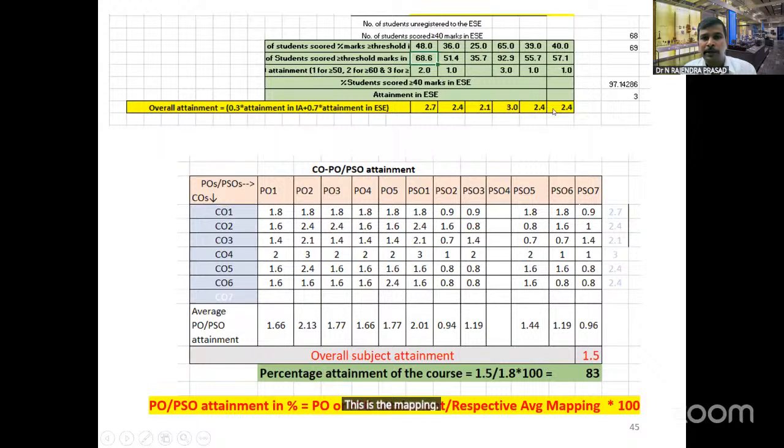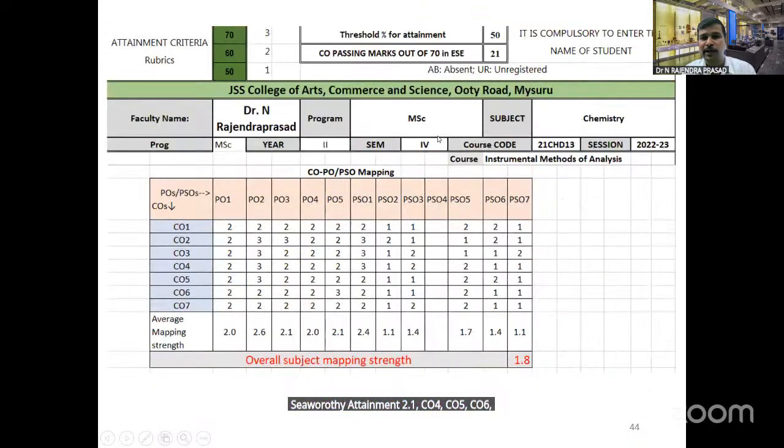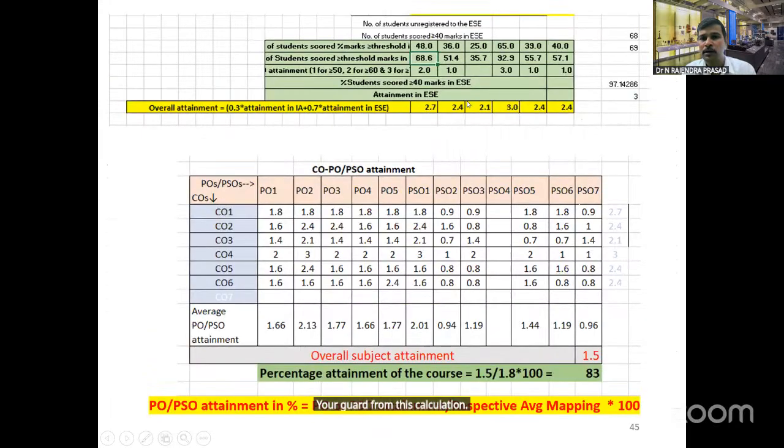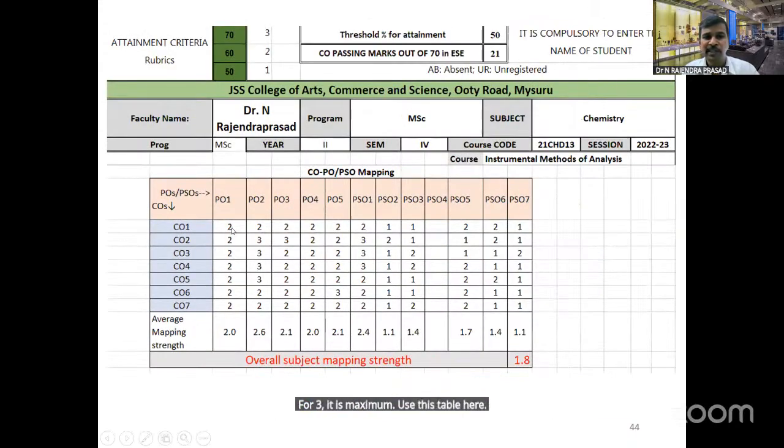Right. Take the attainment sheet now. CO attainment sheet you have. CO1 attainment 2.7, CO2 attainment 2.4, CO3 attainment 2.1, CO4, CO5, CO6, etc. This is the attainment level you have got from this calculation. Use this. This 2.7 is for 3 maximum. Right? 2.7 is for 3. It is maximum. Use this table here.